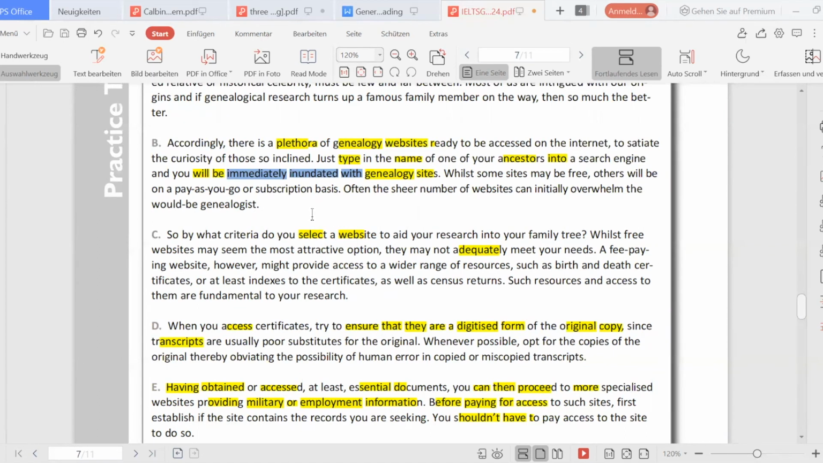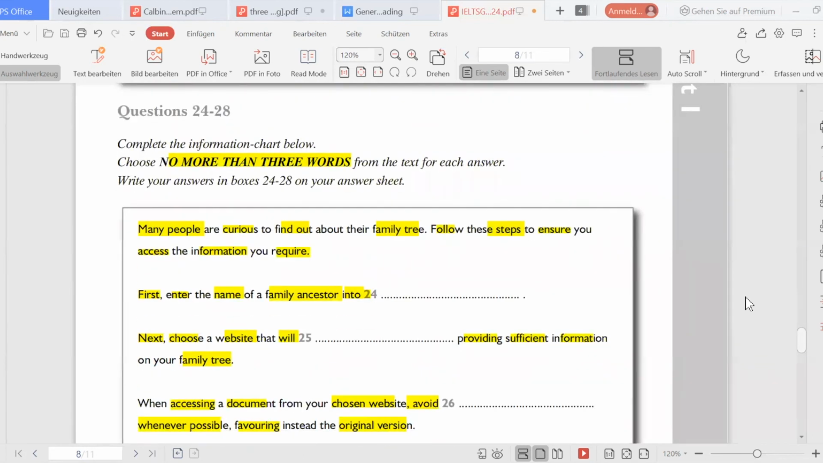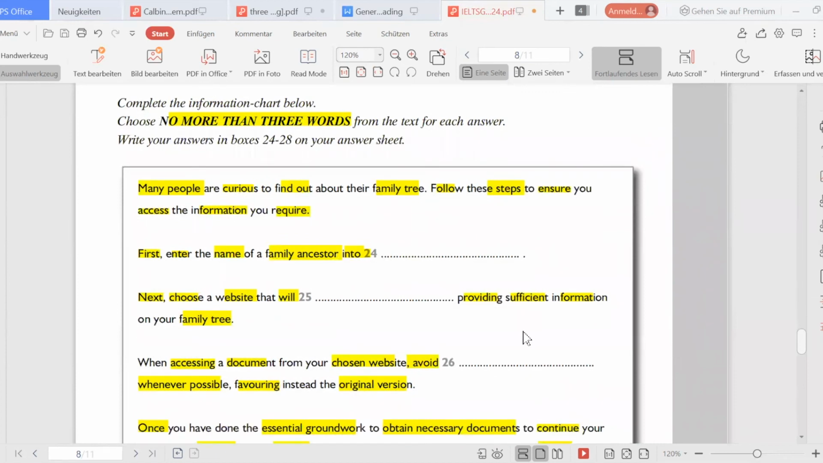So by what criteria do you select a website? The keyword is here, but it's a question, so you're likely not to find that information. So we move on to the next sentence, and we actually find the modal verb may. Remember, may is another form of will. So you want to highlight that, and then adequately. So the word adequately is expressed with the word sufficient. Okay, sufficient information. So that tells you that will what?